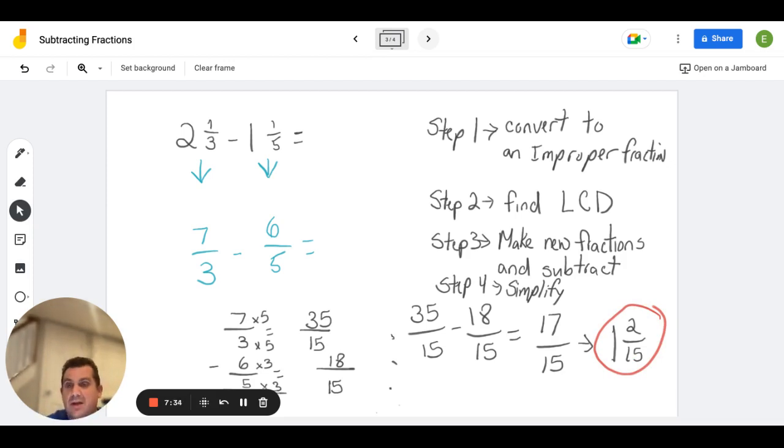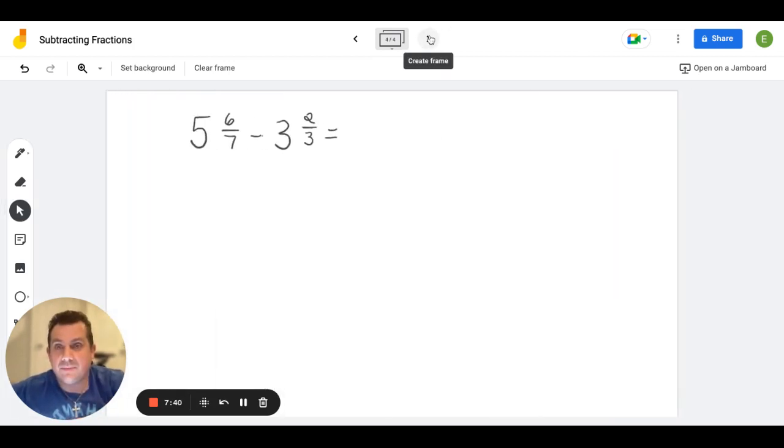Okay. Now, let me see. I believe I have one more problem set up. I do. A little more. These numbers are a little bit bigger. So let's get right into it. So 5 and 6/7 minus 3 and 2/3.